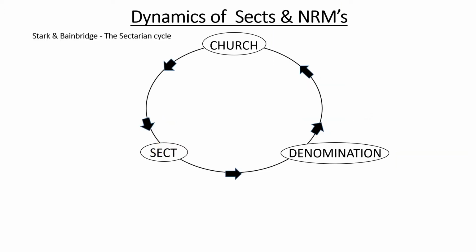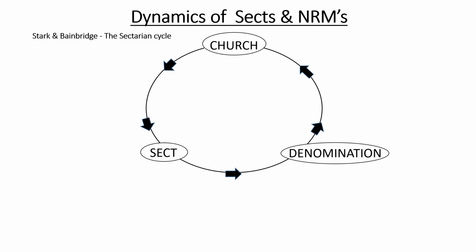So in terms of dynamics of sects, we'll go through a couple of theories. I'll go through the diagram of what they say about the life cycle of a sect, church and denomination, and then we'll finally combine all the theories onto one diagram. So Stark and Bainbridge introduced the Sectarian Cycle, and this is church, sect, denomination.